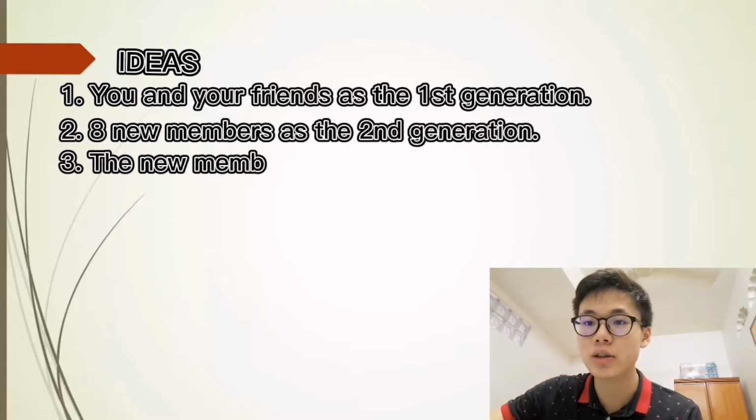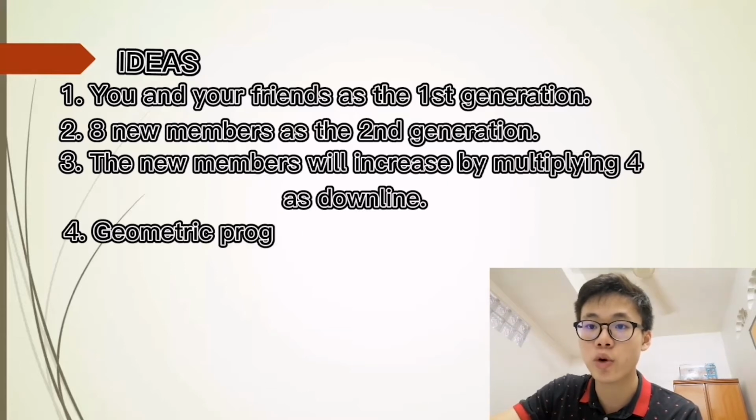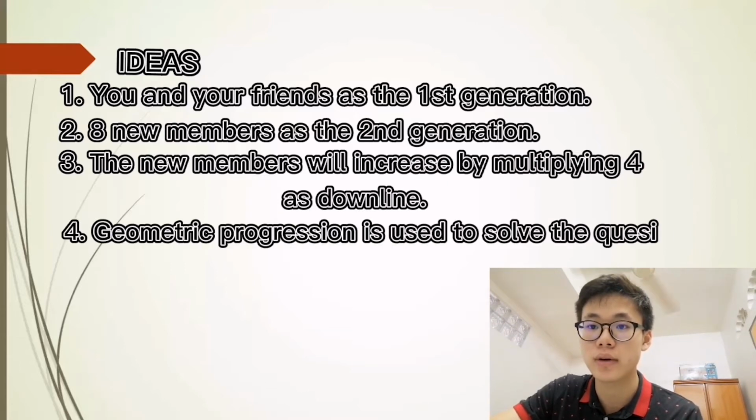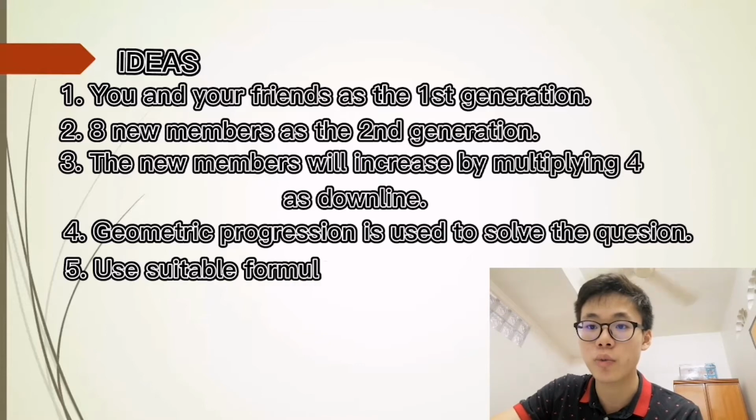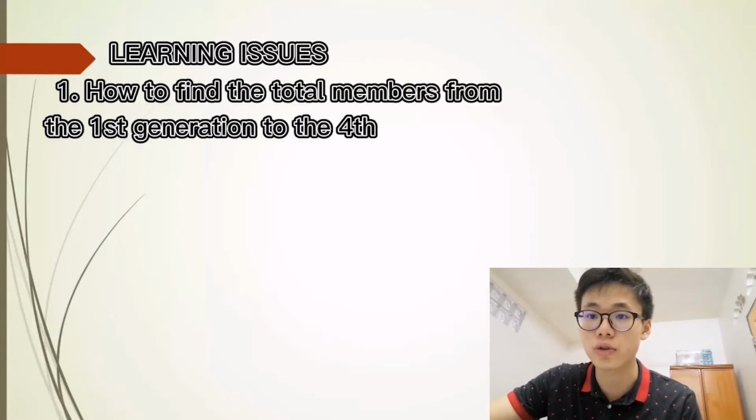Third, the new members will increase by multiplying 4 as downline. Fourth, the geometric progression is used to solve the question. 5. Use suitable formula to solve the question. Let's move to the next column, which is learning issues. First, how to find the total members from first generation to the fourth generation.